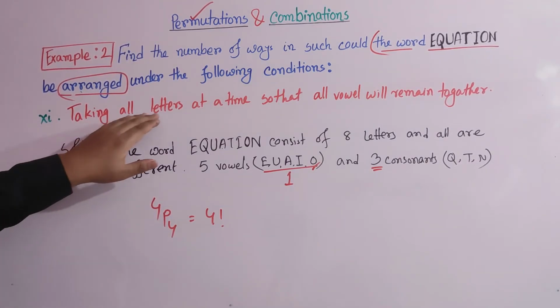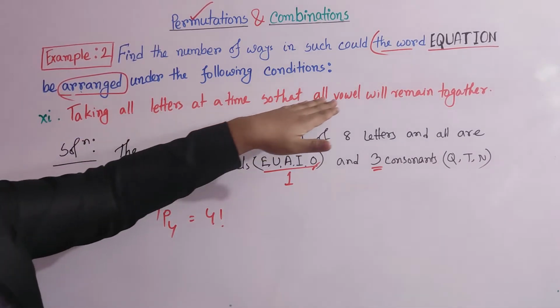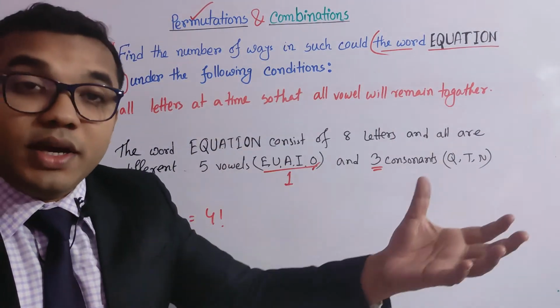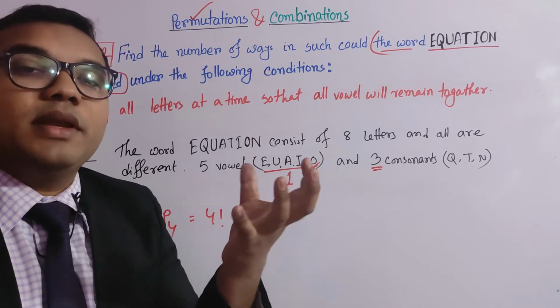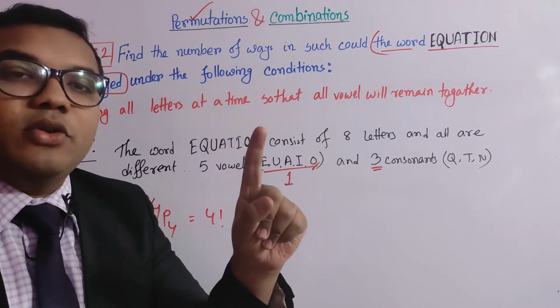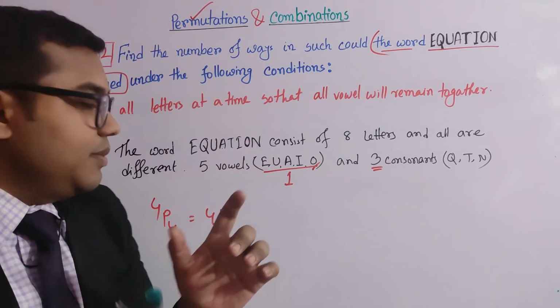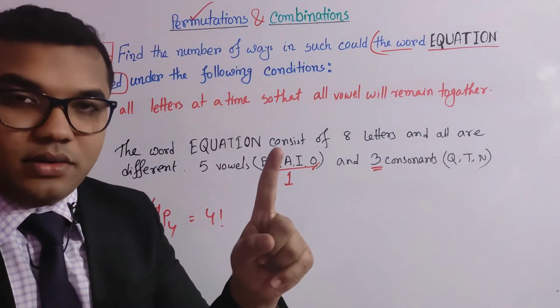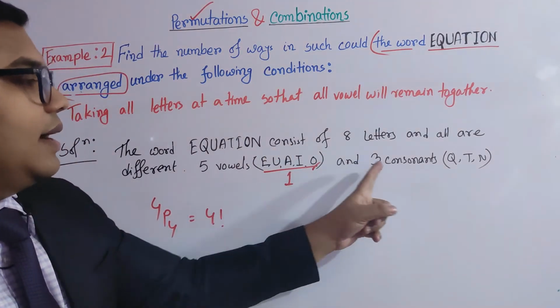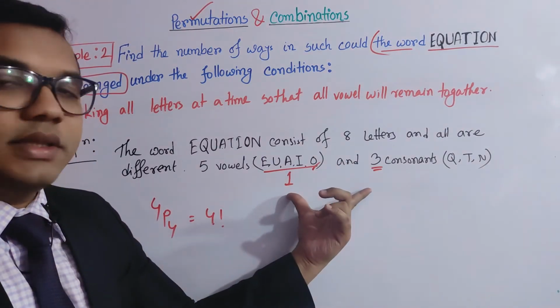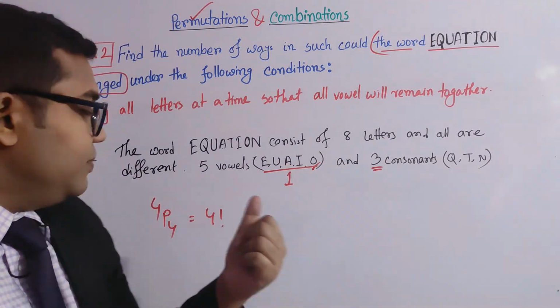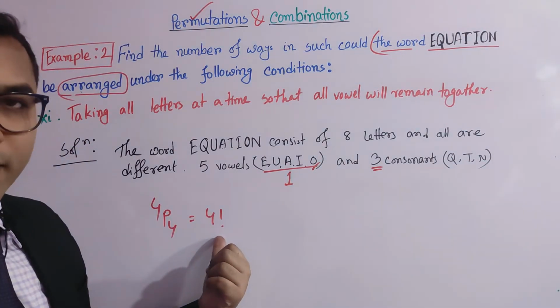How I have written it here: taking all letters at a time so that all vowels will remain together. That means the vowels will be joined with each other, so they will be counted as 1. This is 1 and there are 3. So how many total places? 4. So it should be 4 factorial.